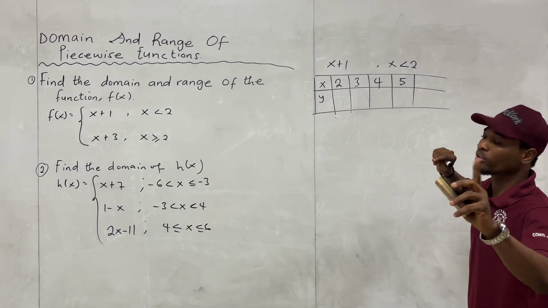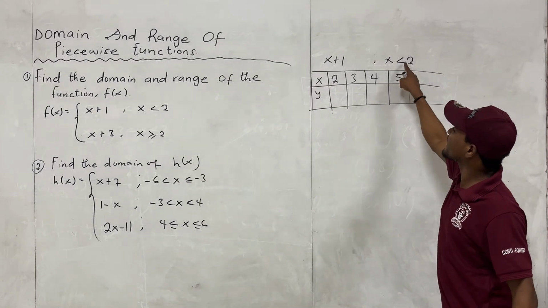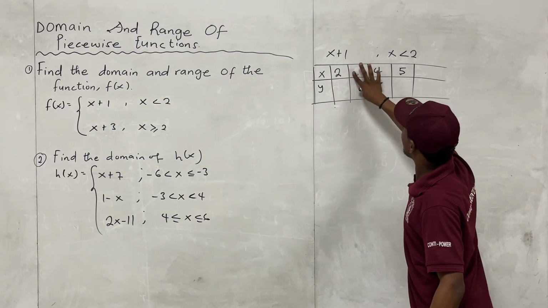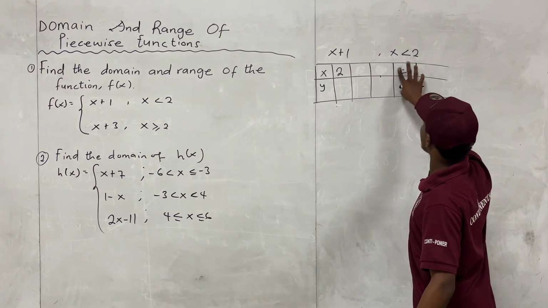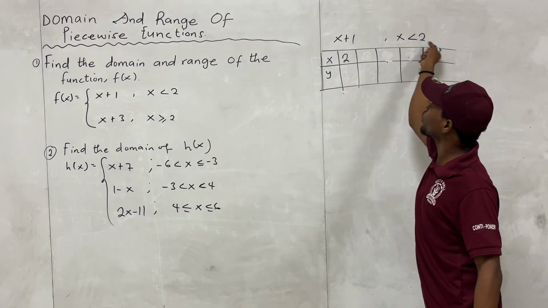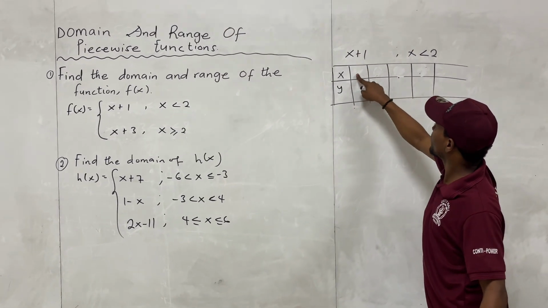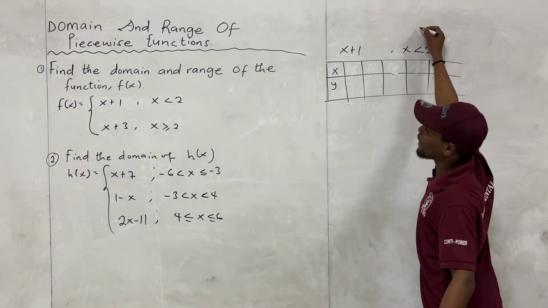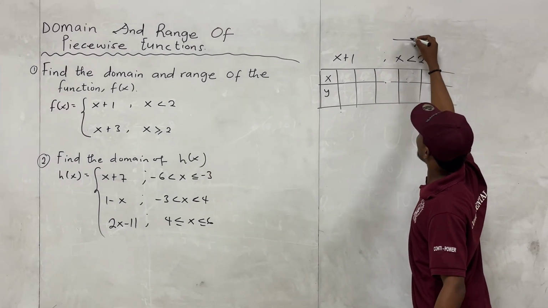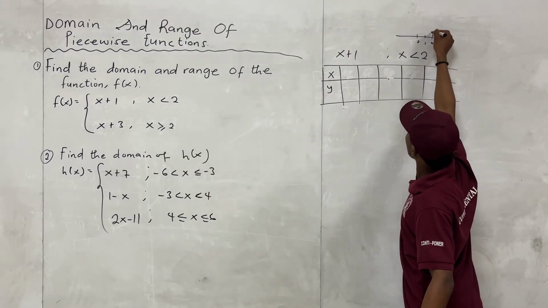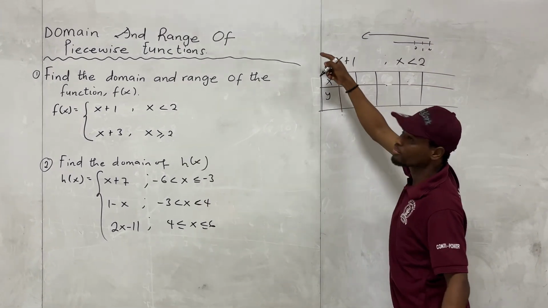But viewers, let's look at something. It said x is less than 2, okay? So that means I have to approach the negative values. So if you have the number line this way, this is 0, this is, let's say, 1, this is 2. So it's facing this side, okay?